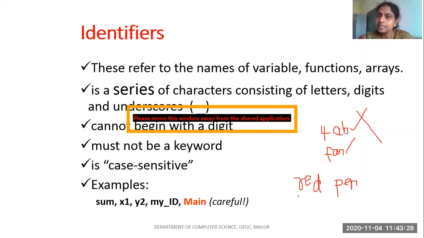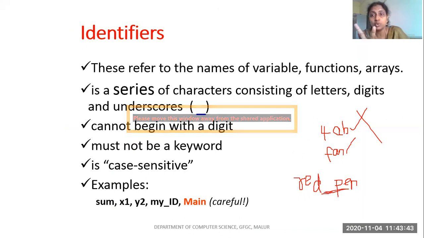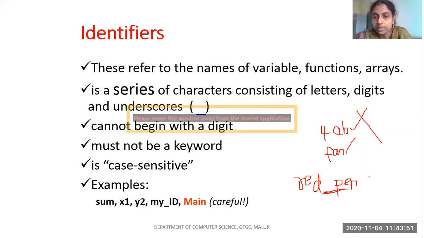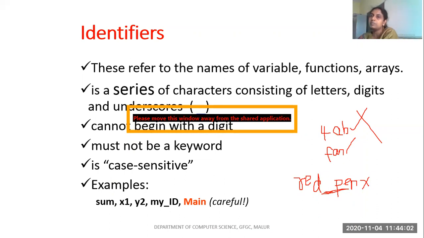Next one, red pen. As per all the rules, it looks correct. It is starting with a character. No numbers are used. No special symbols are used. But the problem with this is it has used one space. Whenever I give a name in the computer, I can't give red space pen, because then it will become two names. But it should be one name. So since it has a space, it is also invalid. When I want to mention this, I give it without space: redpen, no space in between. Otherwise, red will be taken as one name and pen will be taken as another name. It won't be taken as a single thing. So it is invalid. Clear?